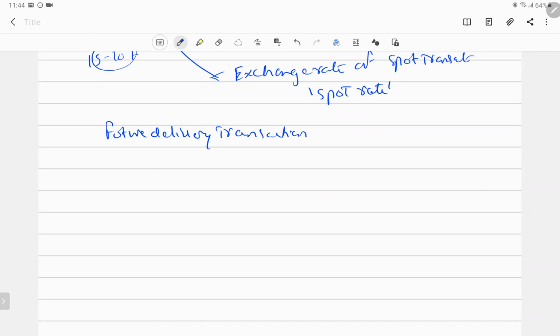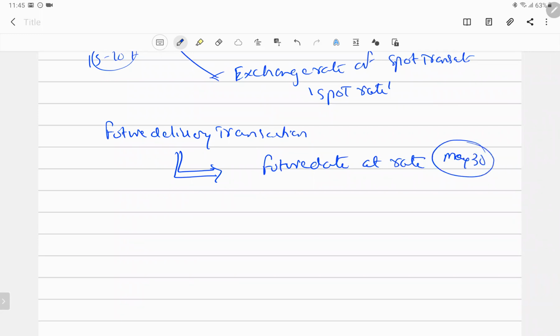Future delivery transaction is one type of derivative, right? The forward contract is one type of derivative instrument. Future delivery is nothing but a contract made between two parties for purchase and sale of one currency. Today itself, they would have decided the future rate, at an exchange rate, on a future date, say maybe May 30th.